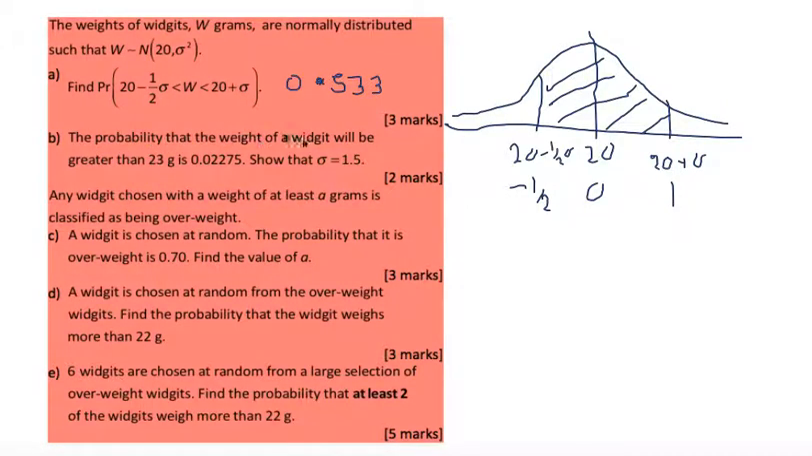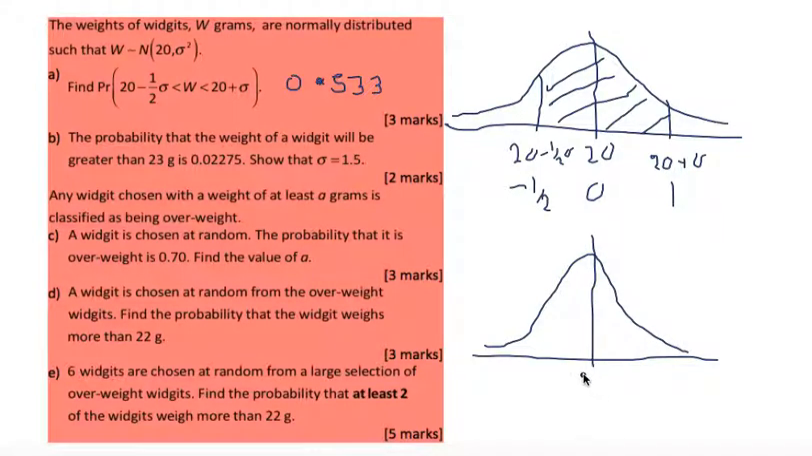Now, the probability that the weight of a widget will be greater than 23 grams is, and it gives you the probability, 0.0225. Show that sigma equals 1.5. So once again, I'm going to draw a diagram. And here we've got 20. And here we've got 23. This probability, this area, is now given by 0.0225.